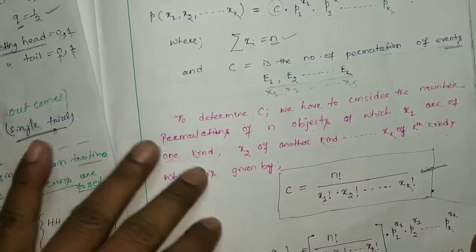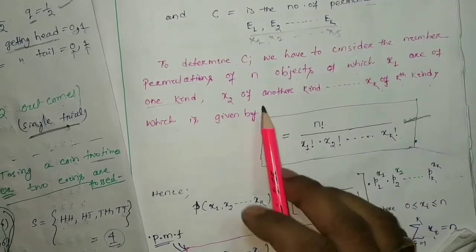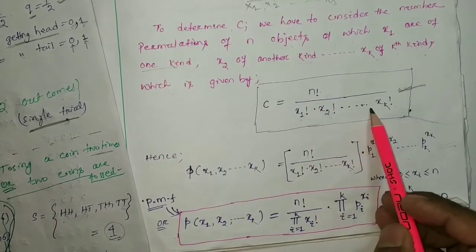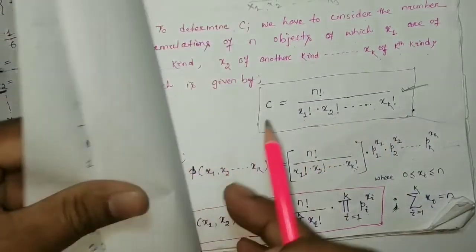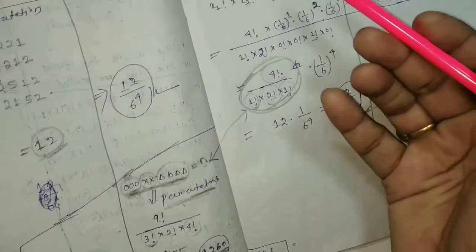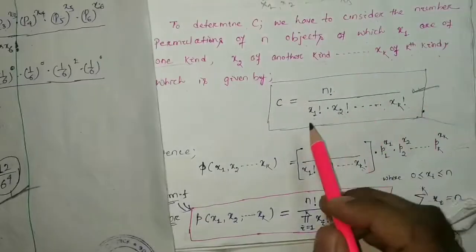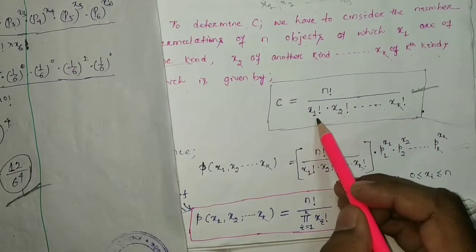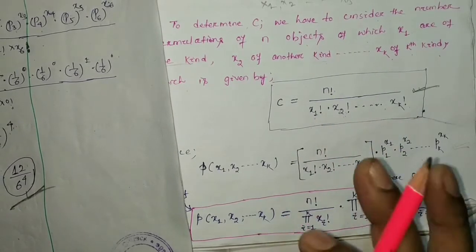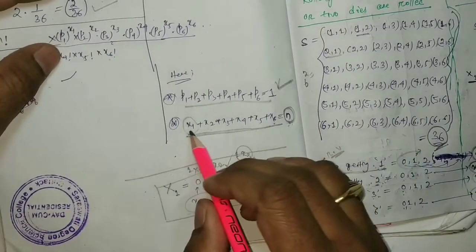And here C is the number of permutations of events e1, e2 up to ek, and this permutation is nothing but n factorial by x1 factorial, x2 factorial, up to xk factorial. See here we considered 3 kinds, x1, x2, and x3, anything, 3 different kinds. If we have k different kinds, it will generally be x1 factorial into x2 factorial up to xk factorial. So these things we have discussed, so this should be n.